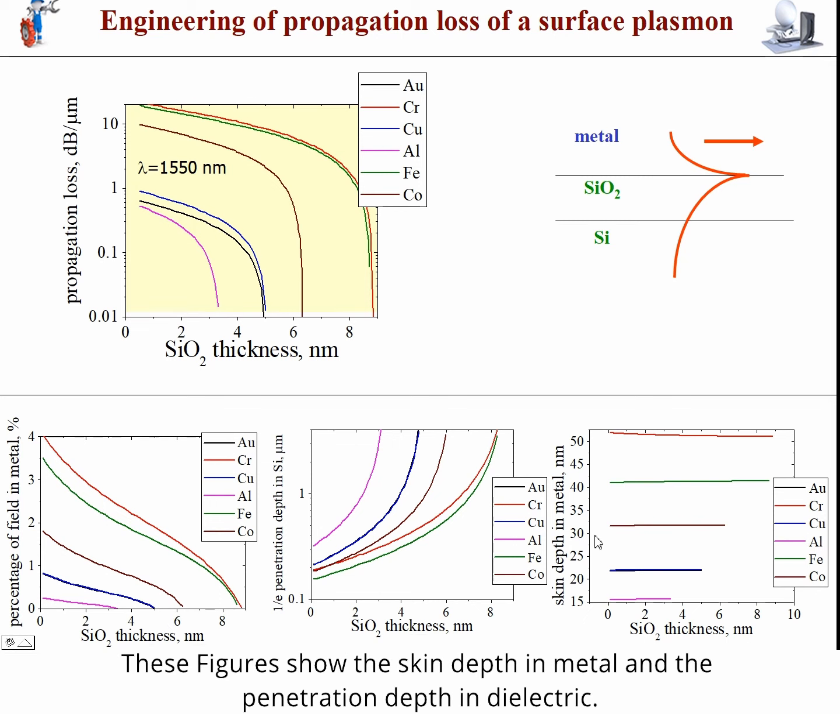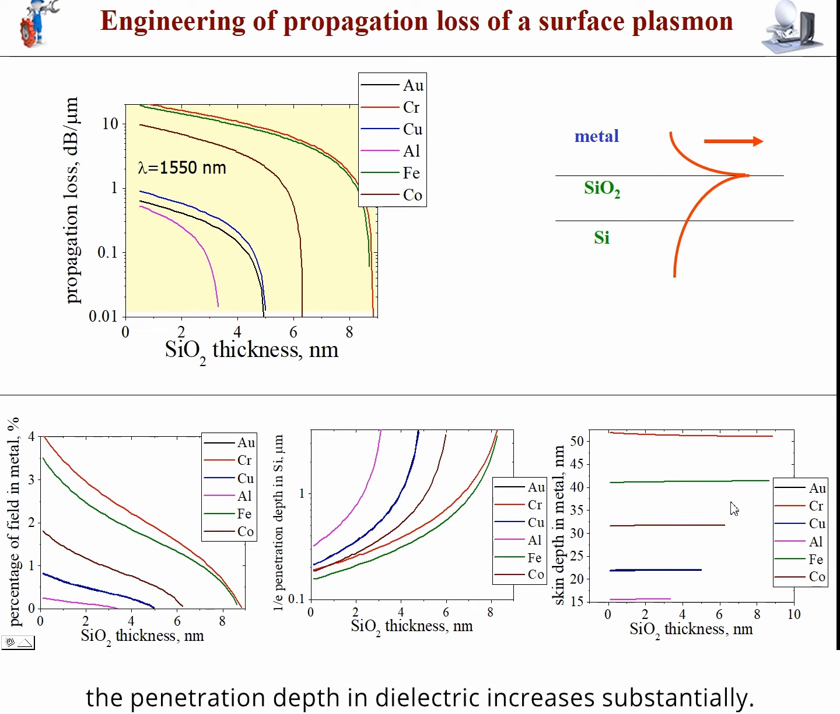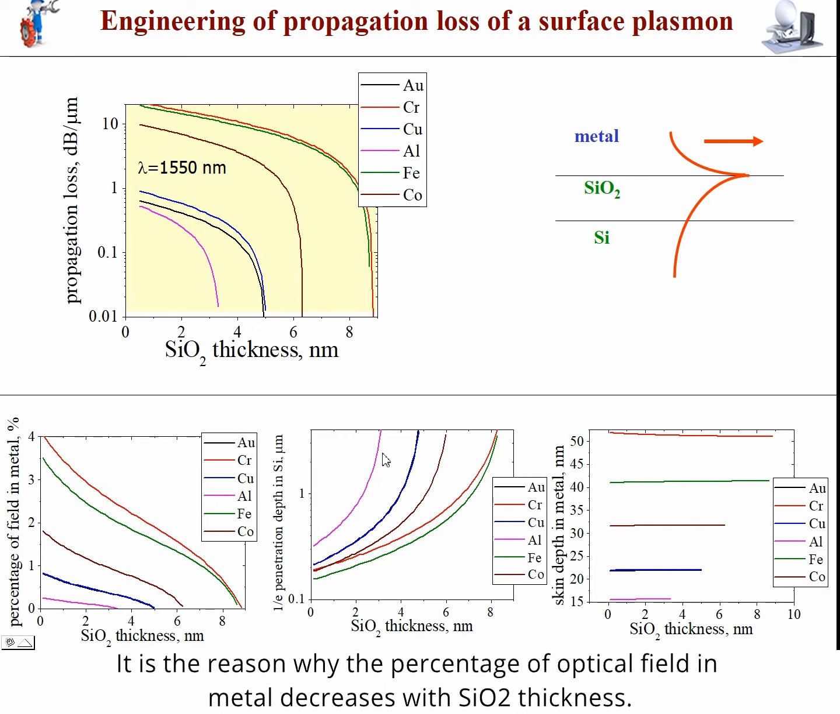These figures show the skin depths in metal and penetration depths in dielectric. While the skin depth in metal is practically independent of SiO2 thickness, the penetration depth in dielectric increases substantially. It is the reason why the relative percentage of optical field in metal decreases with SiO2 thickness.